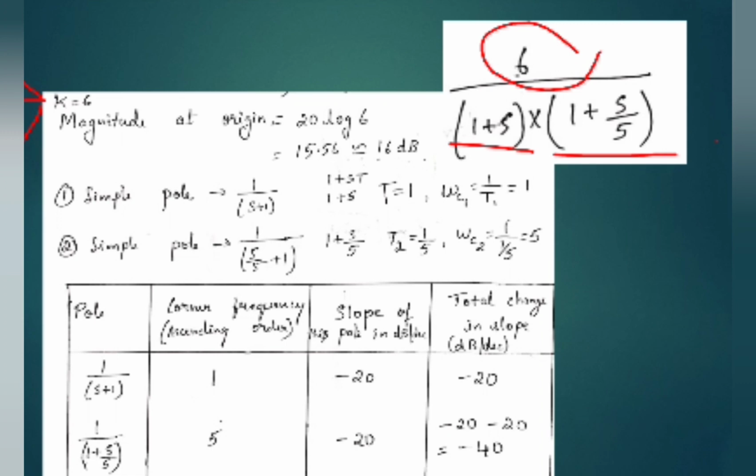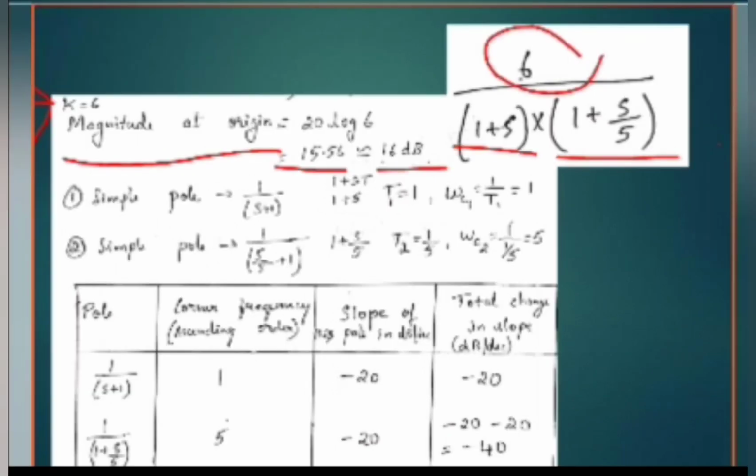So to plot any graph, we need to know the starting point of the graph. That is why we need to find out the magnitude at the origin. That is nothing but 20 log of 6, which gives you 15.56, which is almost equal to 16 decibel. As k is constant, slope of k will be 0 decibel.